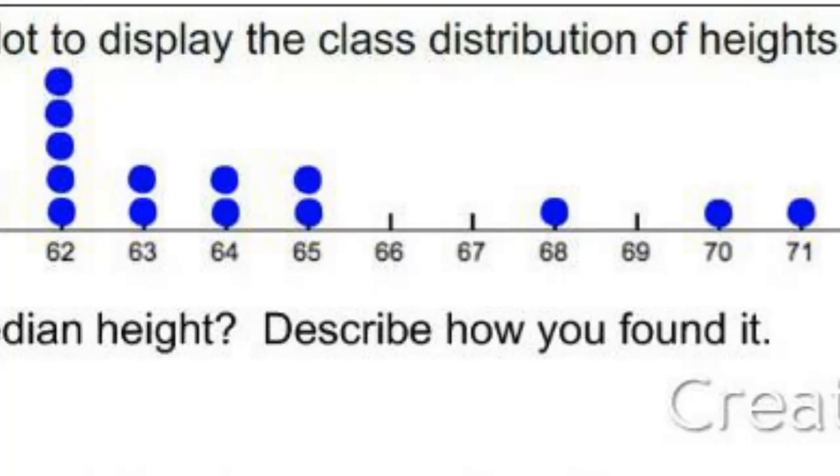Your dot plot should look something like this. Your dots might look slightly different than mine, but the overall shape and where the dots are located should look like this. There's one thing that is not on this dot plot that does need to be there. Does anybody know what it is? 57. The number 57 wasn't on there, so yes, I did have to add that.